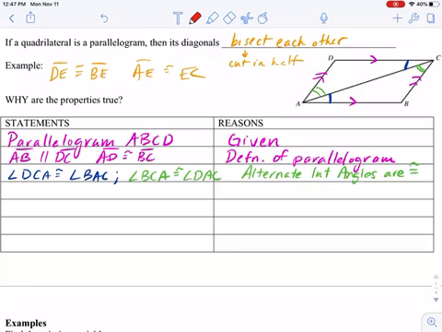Okay, next, I'm going to say something that may seem obvious. I'm going to say that this diagonal, AC, is congruent to itself. That's called the reflexive property. It's helpful to actually state that it's true because it allows us to see more easily that we have two congruent triangles, and they're congruent because of angle, side, angle.